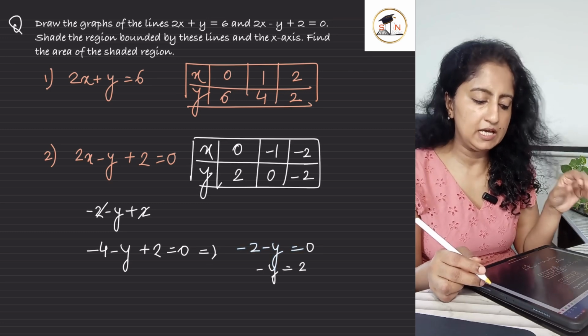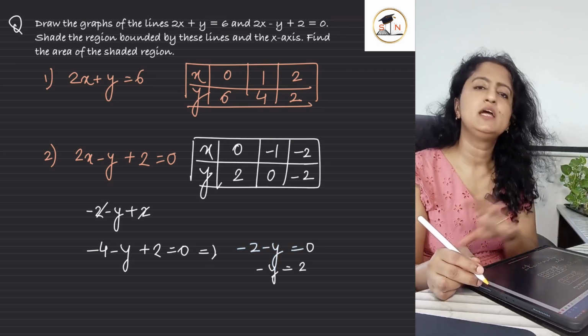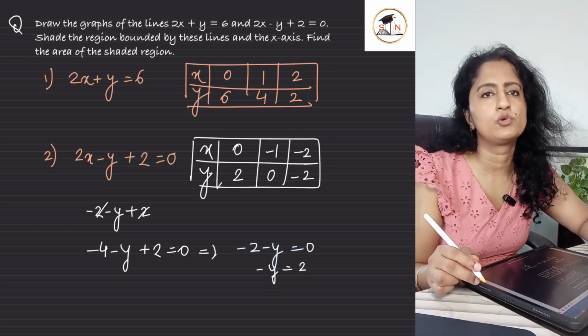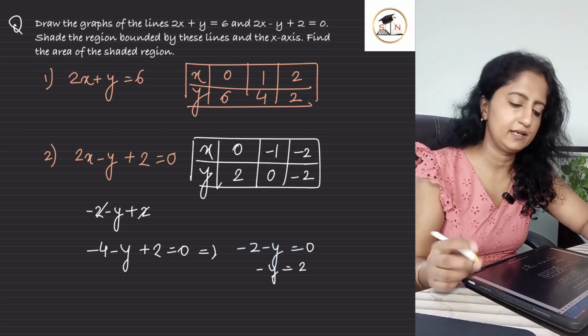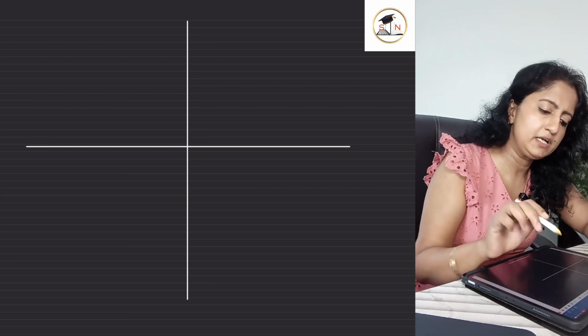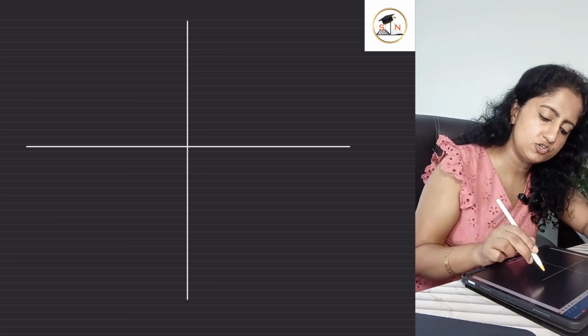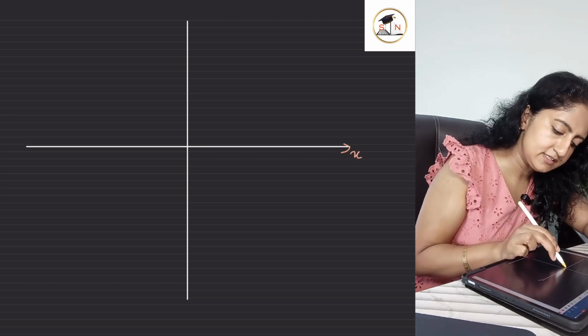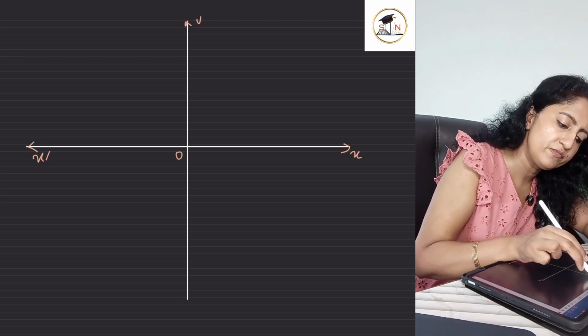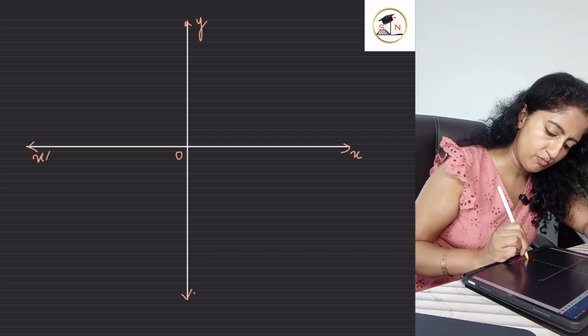So अभी हमने क्या किया, हमने दोनों इक्वेशंस के टेबल्स बना लिए, कोऑर्डिनेट्स कलेक्ट कर लिए. Now the next step is to draw on a Cartesian plane. So let's start with that. I had already made a grid over here, but didn't mark anything as such. So x, x dash, since we are taking negative values also, y and y dash.